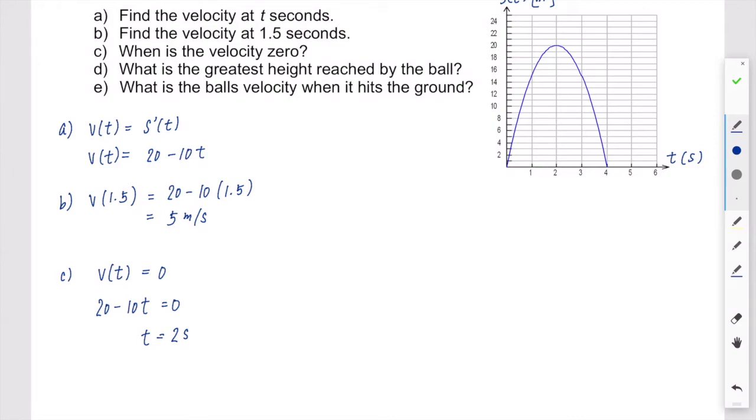D, we're asking for the greatest height reached by the ball. You have a diagram, so you can maybe get some hint from it. It's a parabola. You can read off the graph that, okay, it's going to reach the greatest height at 2 seconds. And it looks like the greatest height is 20 meters. Let's try to confirm that.